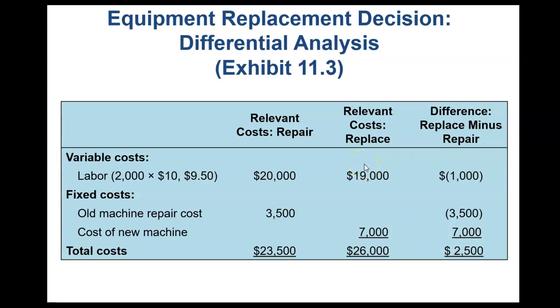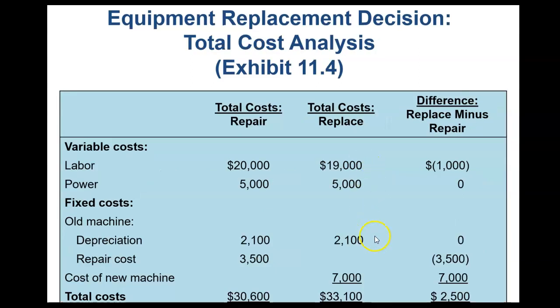We could have done a total cost analysis where we looked at all the labor, all the power, the depreciation, the repairs, the cost of the new machine. And sometimes this list can be extensive, so it makes it much easier to just do relevant costs. But we come up with the same answer in any case, 2,500.